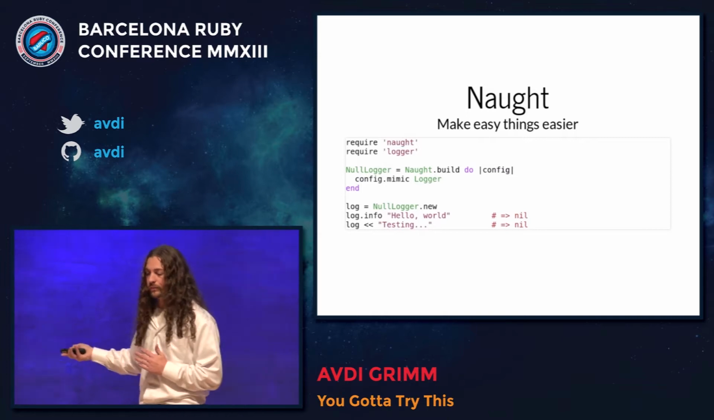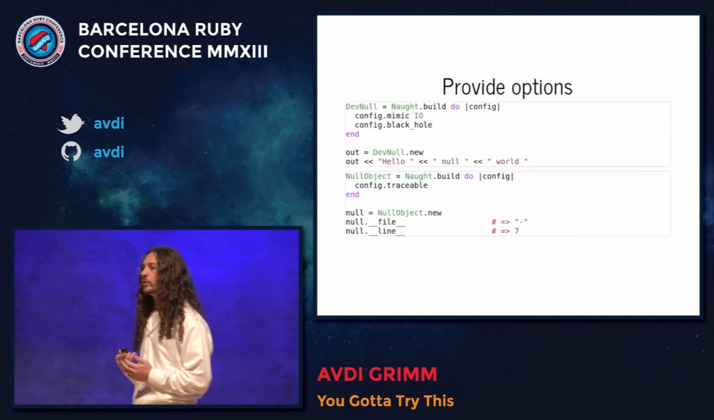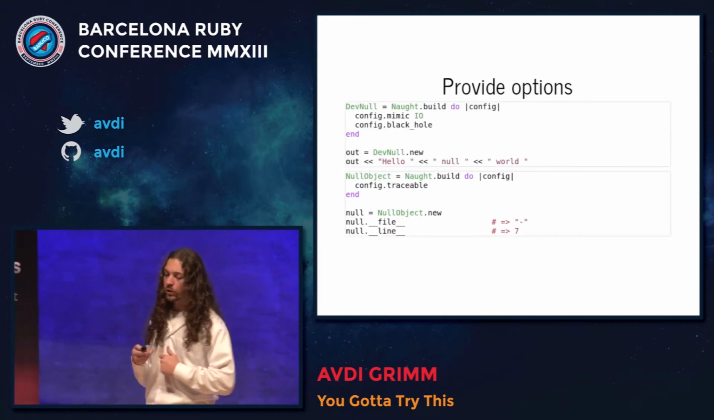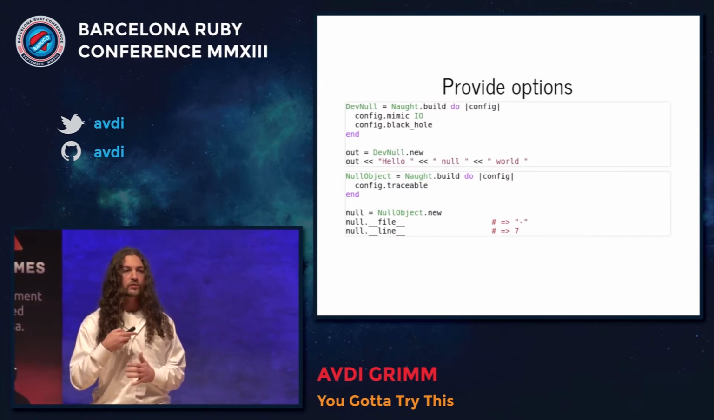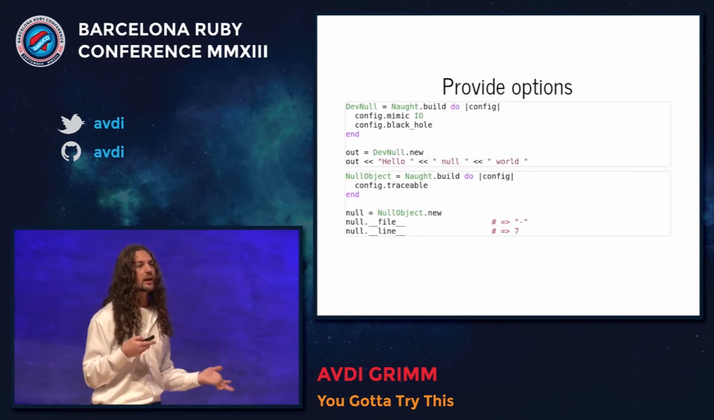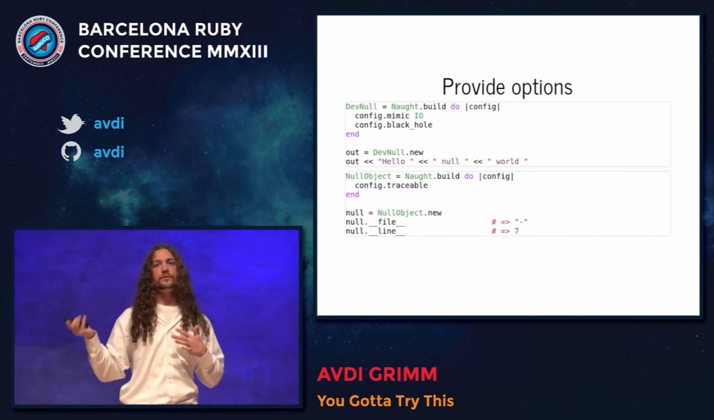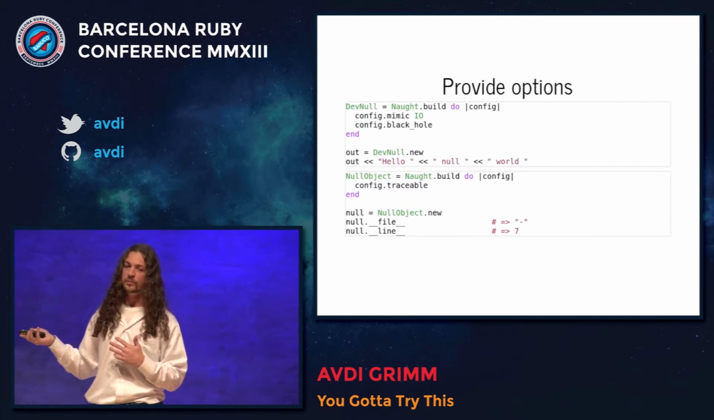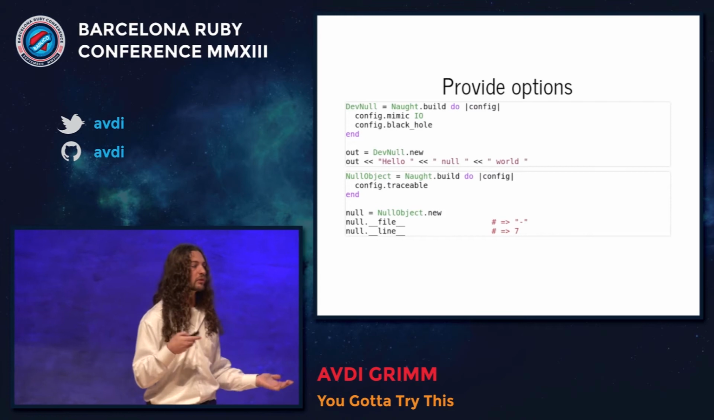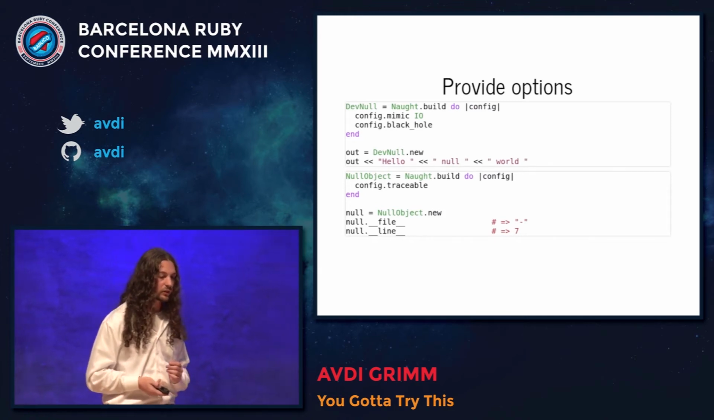So it's a little bit more of a convenient way to generate a null implementation of all those methods that logger implements. Another reason I implemented this was I wanted to provide some different options, because it turns out there are a lot of little variations on the null object pattern, and I wanted to give people a way to explore some of these different variations.